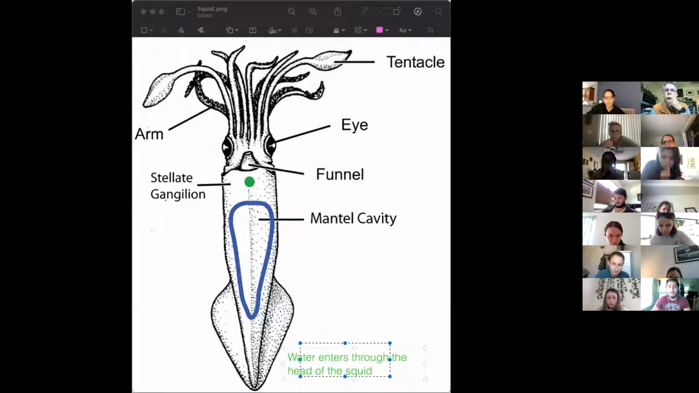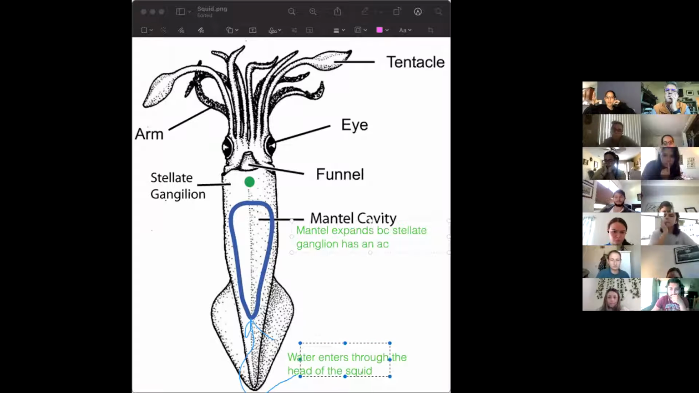We had that. Then we changed this to blue for water. Had it enter through here. And then the mantle cavity expands because the stellate ganglion has an action potential that causes it to expand, so water can fill it. And we were kind of confused. We weren't sure if it would have a thin or wide nerve. So that was something that we were unsure of.